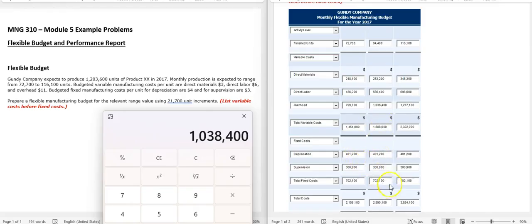Totaling up our variable and our fixed cost, we expect manufacturing cost to be $2,591,000 if we produce 94,400 units.